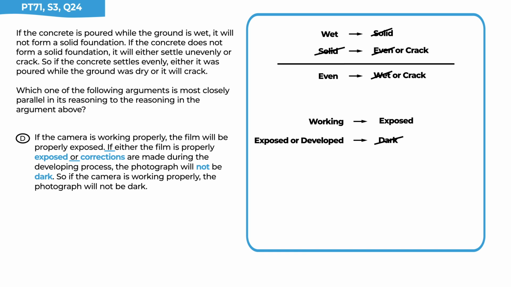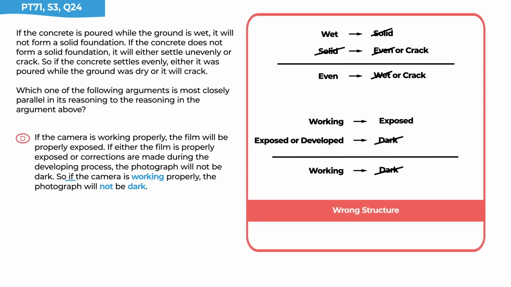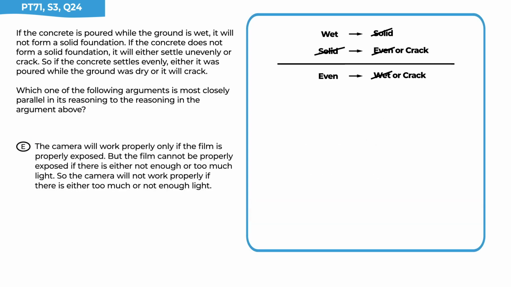Let's look at the conclusion for practice just to think, is this valid logic? This is valid logic. Working gets me to exposed, and exposed or developed is enough to trigger not dark. So working takes me all the way to not dark. Good job, D. Your logic is valid. You just don't match our structure. If we go straight to the conclusion, it looks like there's a conditional, but the or is in the trigger.